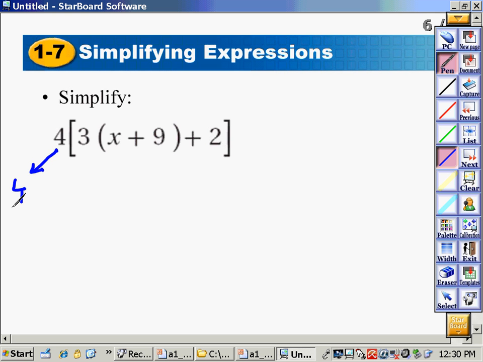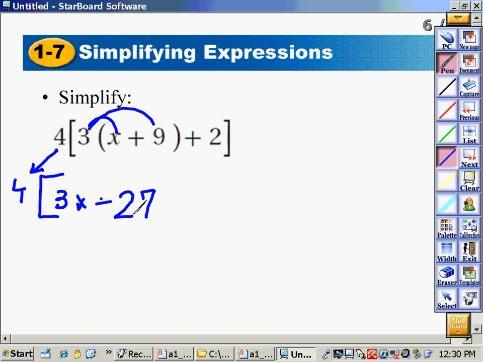We have to start from the inside and work our way out. I'm going to keep the brackets. Now I'm going to distribute. 3 times x is 3x. 3 times 9, 27. Yes, that is a 2. Looks just like a 2, doesn't it?